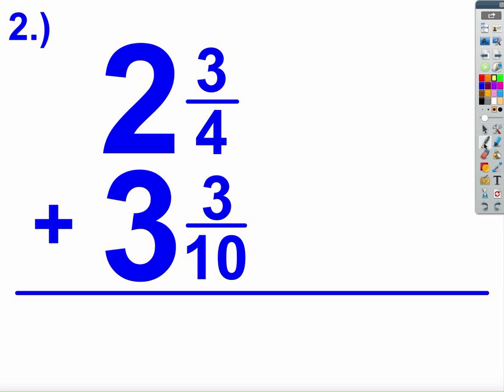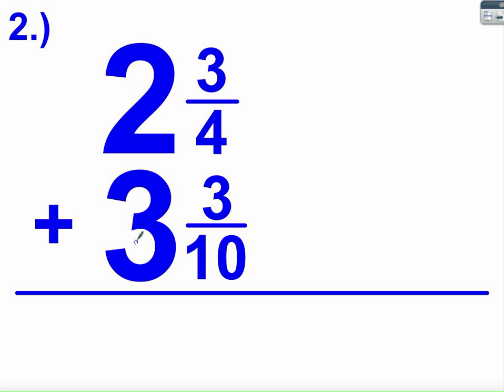Now the whole numbers, we're going to save that to the very end. So we're going to ignore that 2 plus 3 right now. We're going to focus more on the column of fractions, so 3/4 plus 3/10. Now, like we've been working with fractions, you have to have common denominators before you can add these fractions.